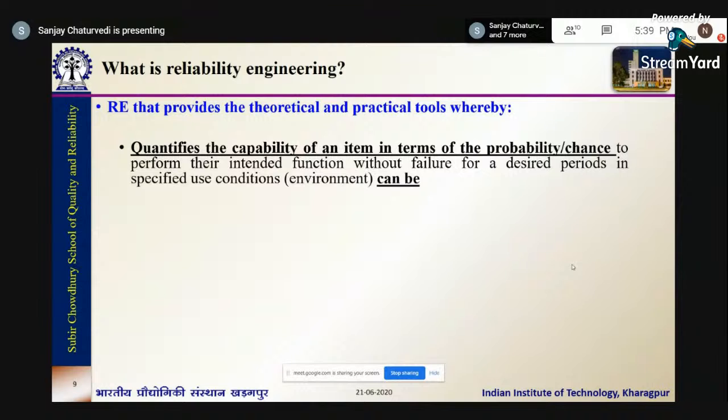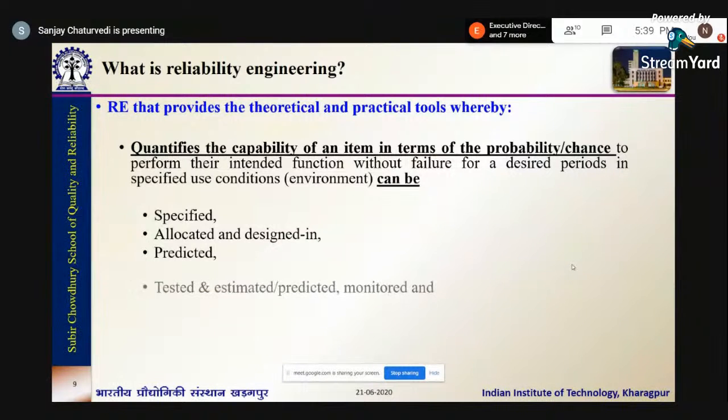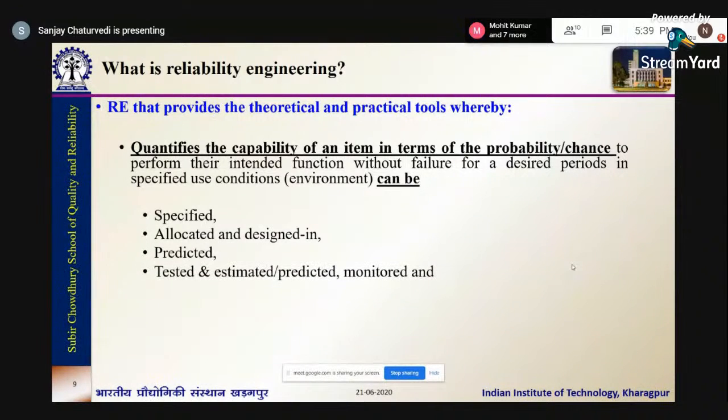So reliability does not just become a definition, but it can be specified, it can be allocated and designed into the system when system designing begins, and it can also be predicted before we actually create the system or the item under consideration. It can further be tested. There are reliability testing methods, and through those tests, it can be estimated and predicted.